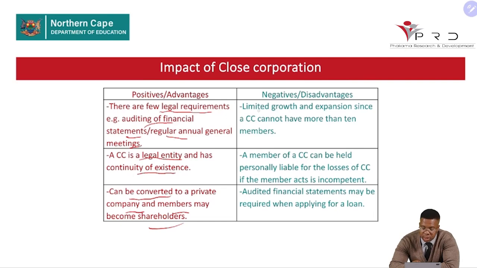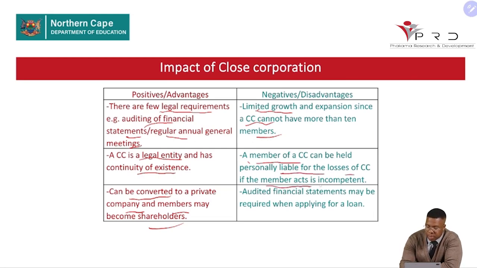Then negatives is the idea that there is limited growth and expansion, since a closed corporation may only have 10 members. And then when we are looking into another negative, a member of a closed corporation can be held personally liable for the losses of the closed corporation if the member acts incompetently, and then audited financial statements may be required when applying for a loan.